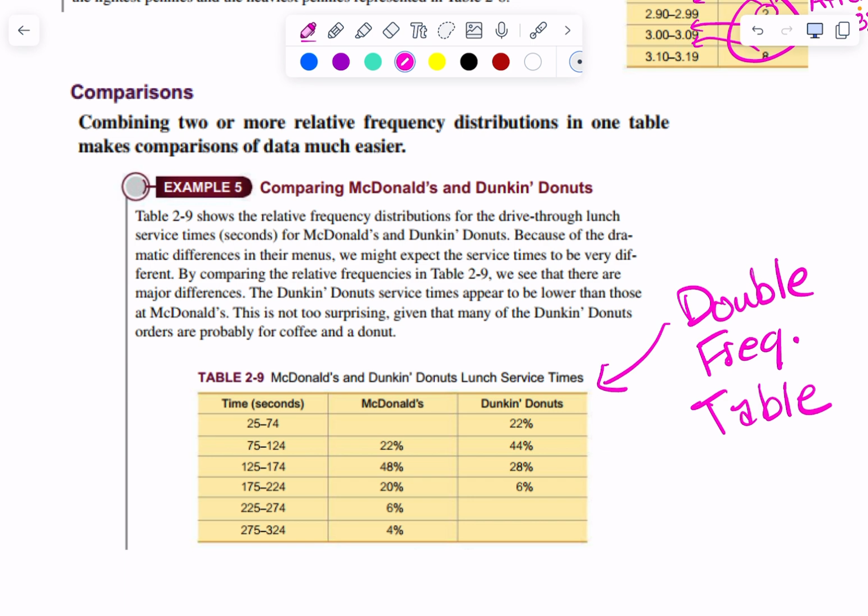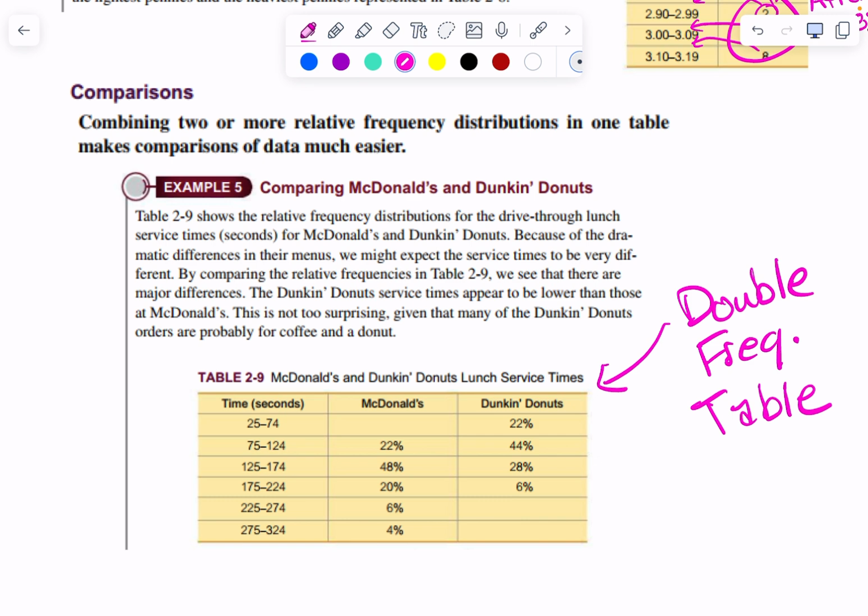Okay? But now I have not just McDonald's, which was the data that I had before, but now I have Dunkin' Donuts. What's the conclusion that we can draw from having this double frequency table here? Dunkin' Donuts is faster. Like the majority of their stuff is happening at smaller time increments than McDonald's. But McDonald's, would you say they have a longer, more realistic menu? Maybe Dunkin' Donuts has everything pre-made, all their donuts and drinks, sitting out on the counter, and doesn't have as many customers.